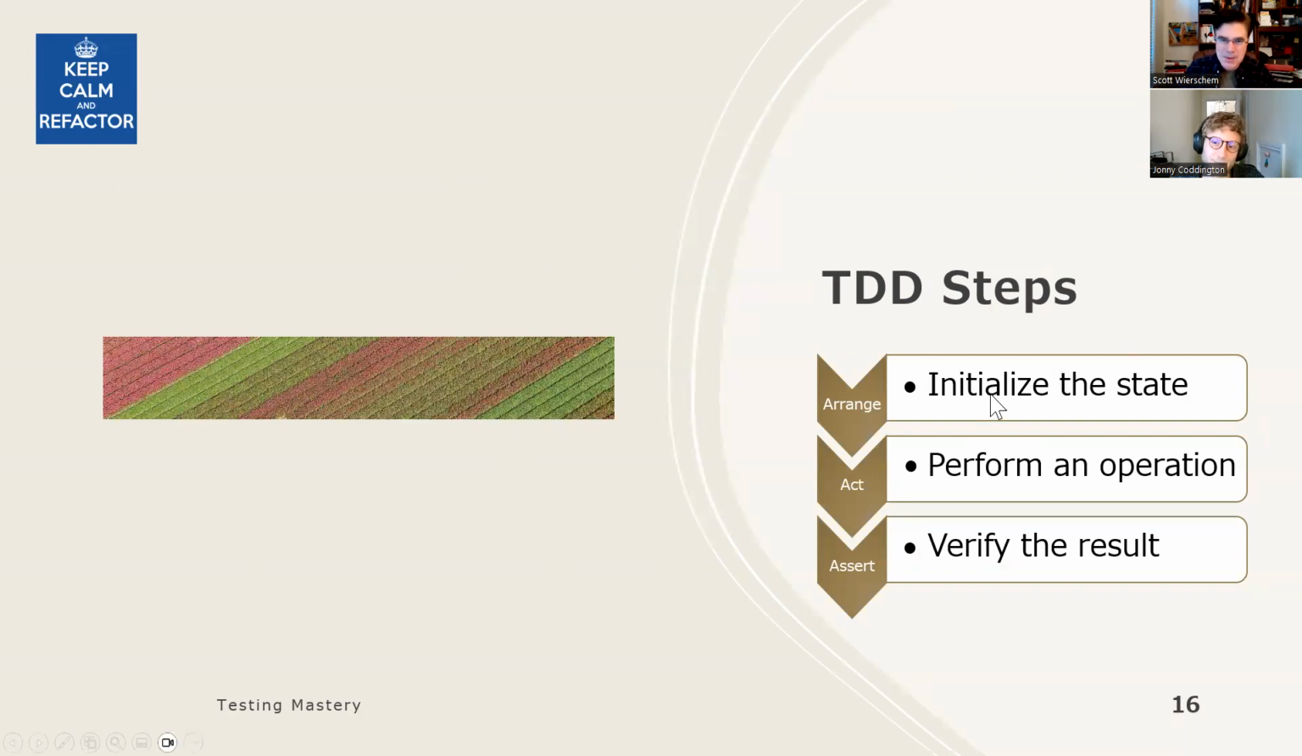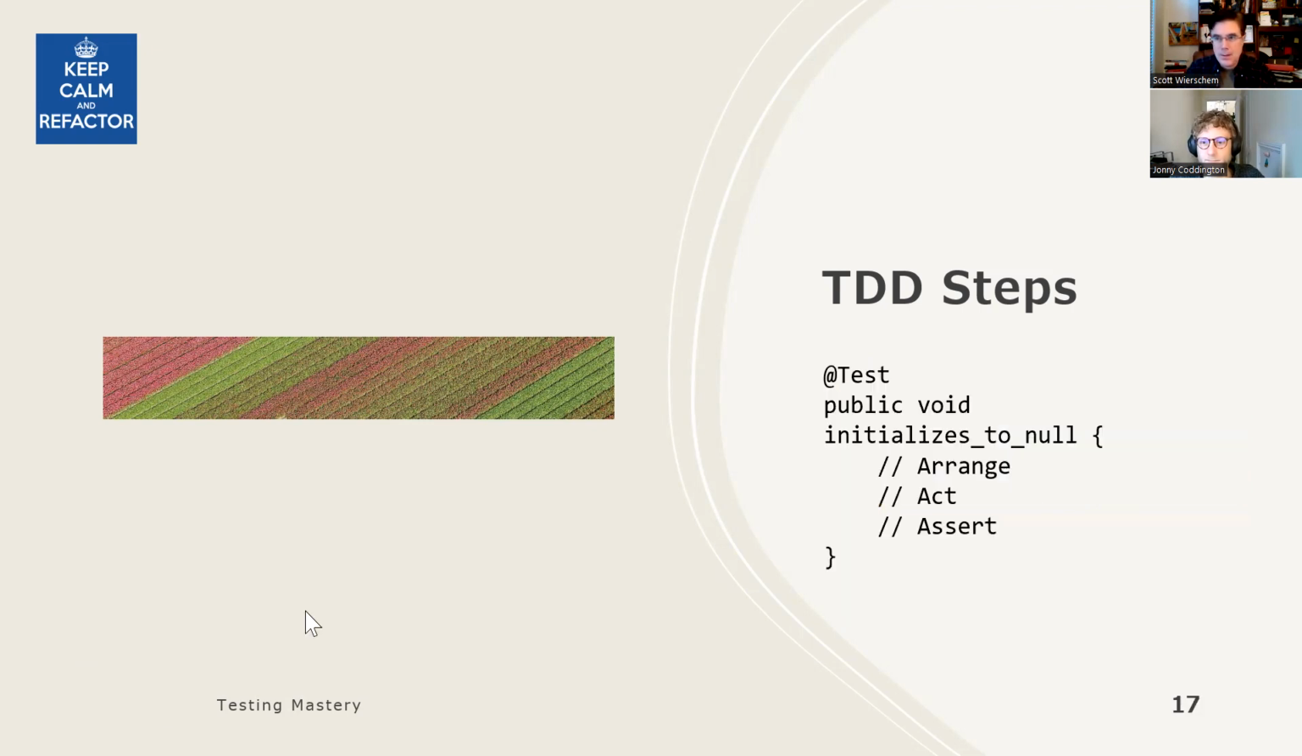So again, the steps for a test: arrange, act, assert. You're going to initialize the state, perform an operation, verify the result. Okay, that's what we do. When you're doing TDD, you're going to write your test. And what I find to be a good habit is I put a comment for what it is I'm trying to do. And then I go in and I write the code that satisfies what that comment is.